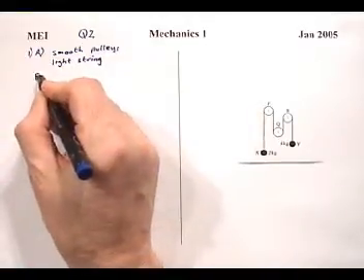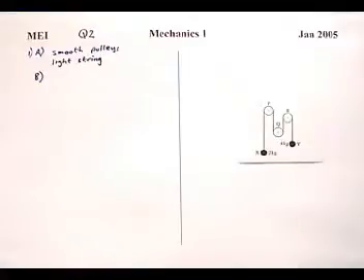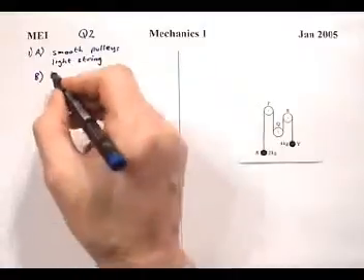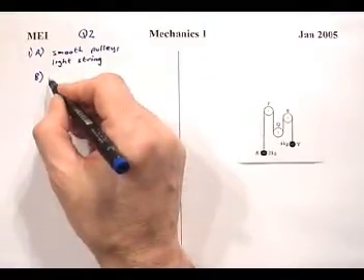Part B. What information tells you that the magnitudes of the accelerations of the particles at x and y are the same? And that's the fact that the string does not stretch, so it's an inextensible string.